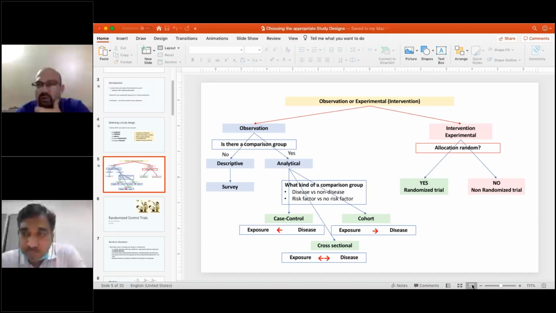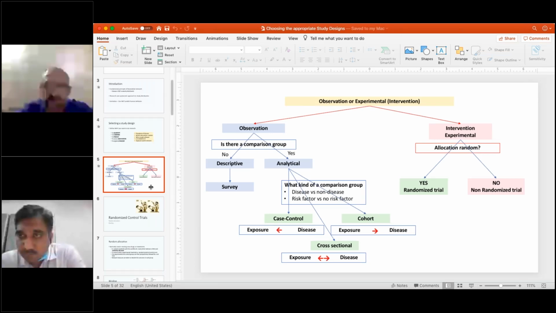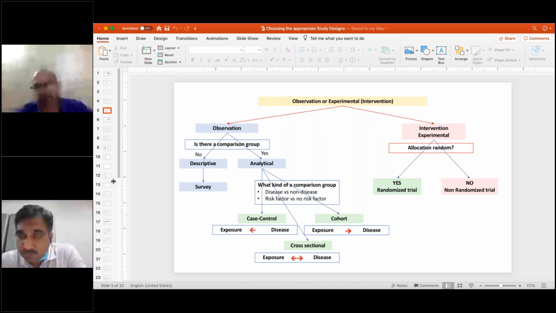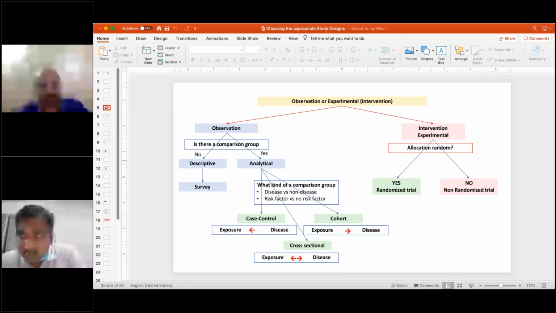Okay. So what is here is without the slideshow. What I was trying to show was, is the allocation random? If it's not random, it becomes a non-randomized trial. If it is random, it becomes a randomized trial.